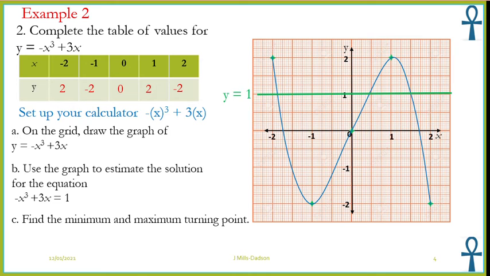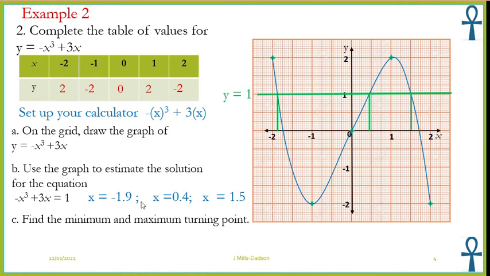And that is the line y equals 1. It crosses the graph at 3 points. Then you read your values on the x-axis. So x is -1.9, x is 0.4, and x is 1.5. So these are the 3 values. It's an estimate, so it would not give you the exact value. We are using the graph to estimate. So these are the values for x.